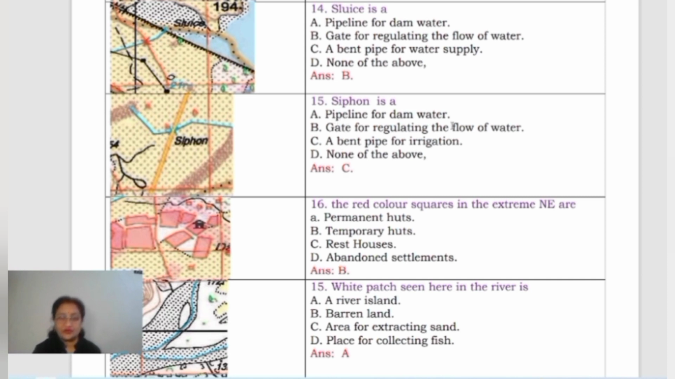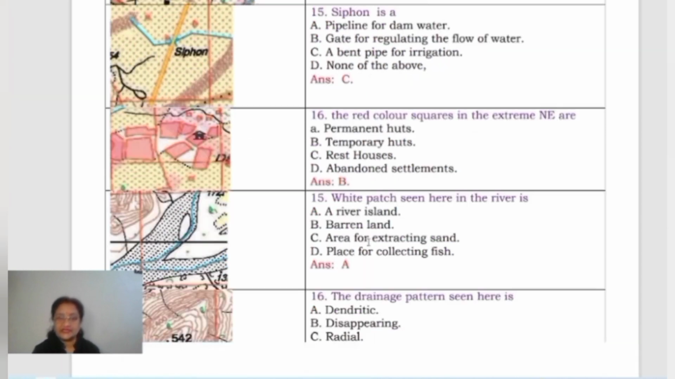Number one is pipeline for dam water, gate for regulating the flow of water, a bent pipe for irrigation, and none of the above. So in this, C is the correct answer. Wherever a siphon is there, it will be written over there by the name SIPHON. When we see this word, it means a siphon is close by. It is a bent pipe, and through this pipe the water is provided to the fields. So the C option is correct.